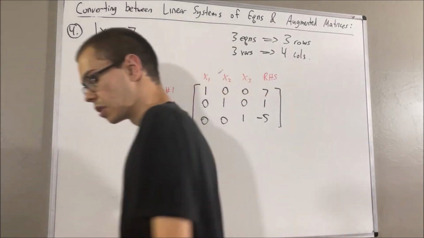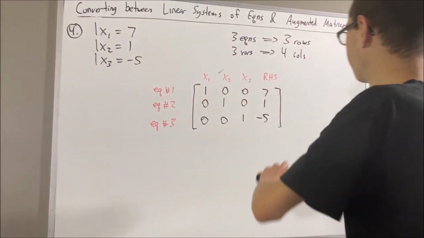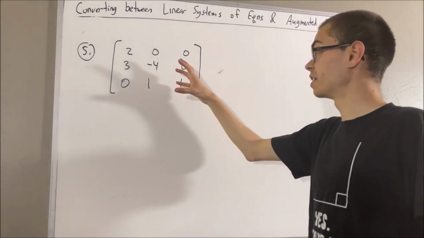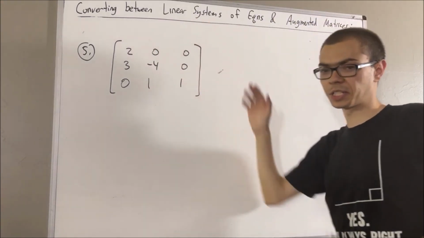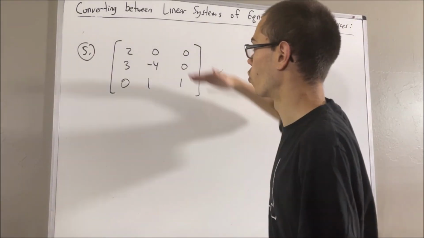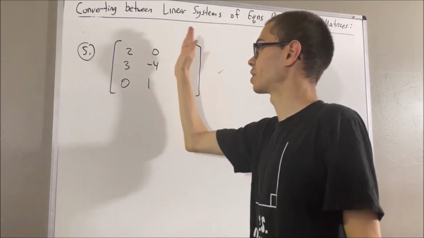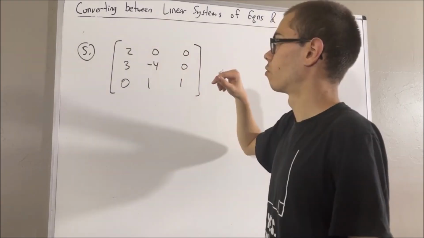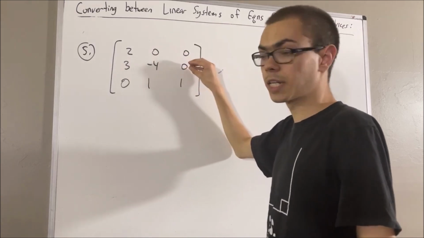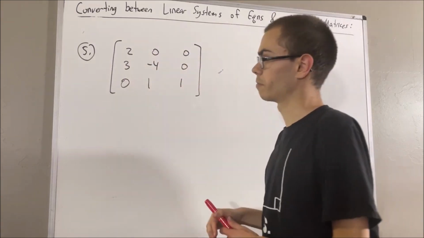So now, let's look at another example. Convert the augmented matrix into a linear system of equations. Now to start out, let's remind ourselves what the rows and columns represent. Right, the first row corresponds to the first equation, the second row to the second equation, and the third row to the third equation.